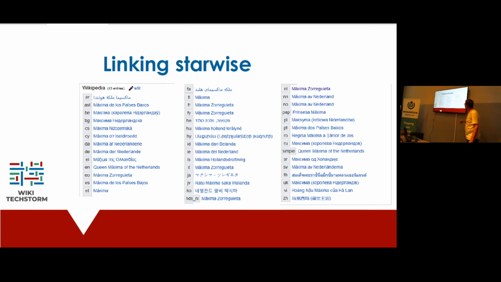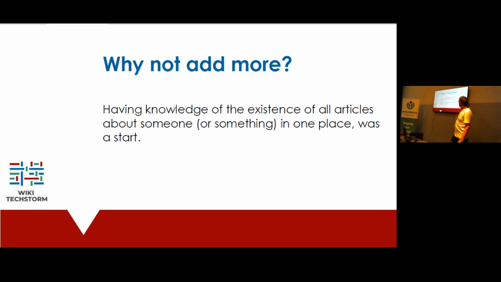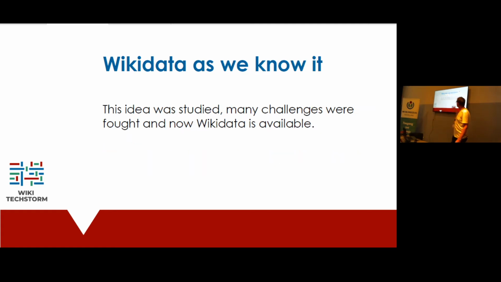In Wikidata, we have a list of all links from this article to whatever language in which it's available. So if you want to go to the Russian one, it's there, the Indonesian one, feel free. And having that, we want to add more information. Why not? Well, then we came to: can we get all information about the subject in one place? We were collecting it, and that really got into Wikidata, and we're going to get there now. There were many challenges, and Wikidata is there, and we are getting there now.